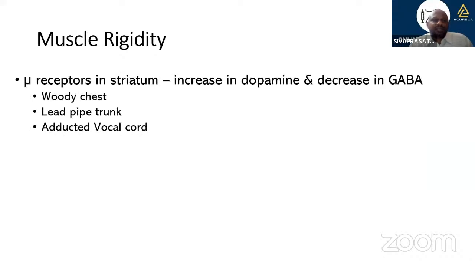Coming to muscle rigidity, we are all aware that when we give fentanyl, we are afraid of this woody chest. So this is because of stimulation of mu receptors in the striatum. They increase the dopamine levels and decrease GABA, like how it occurs in cases of Parkinsonism. So because of this, patients will have woody chest, a lead pipe trunk, and adducted vocal cords. So you will find it very difficult to ventilate when you give.